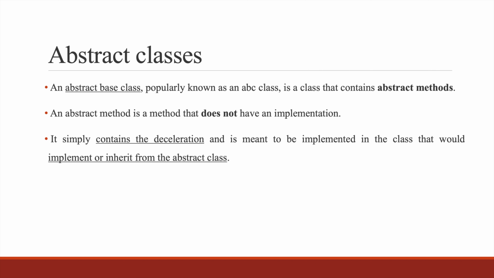So the final topic of today's lecture is abstract classes. And if you remember from your Java course, an abstract class is a class that we cannot create any objects from. So if we want to create a class that we cannot create objects from, we define it as abstract. So an abstract base class, popularly known as an ABC class, is a class that typically contains abstract methods. An abstract method is a method that we force the subclass to implement, meaning that it typically doesn't have an implementation, but it's simply used to declare that this must be implemented in all of the subclasses.